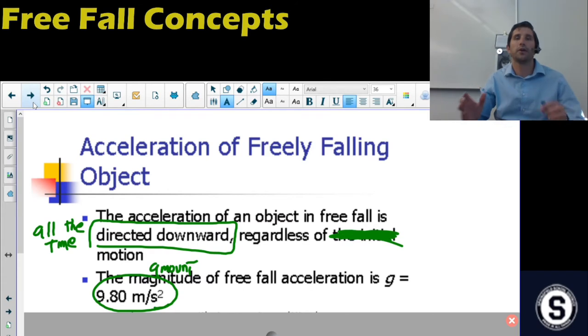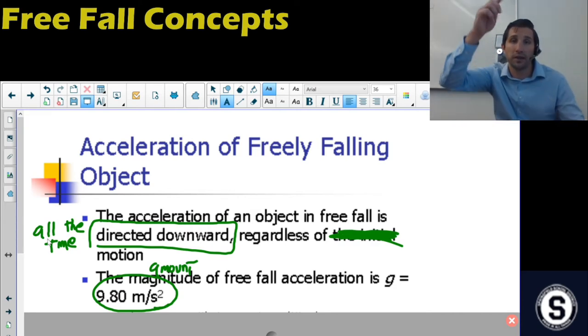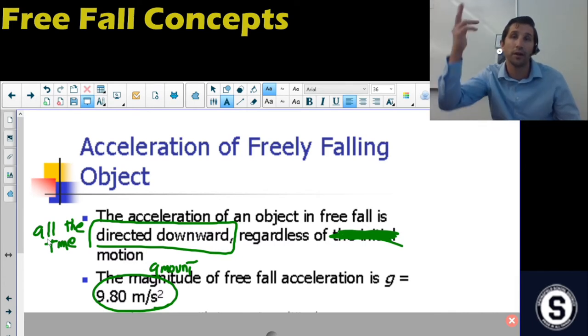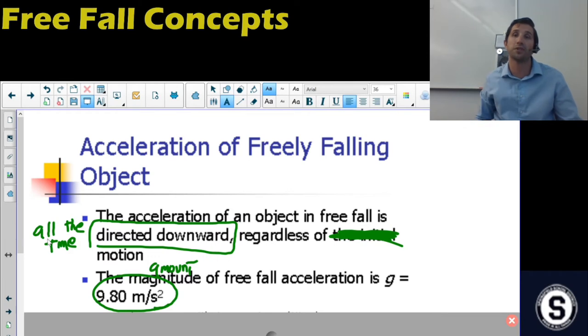Okay, next. If an object's in free fall, then the acceleration of the object is directed downwards, all the time. If it's in free fall, its acceleration is going to be in the downwards direction. Why? Because gravity is acting on it, and gravity is a downwards force. It causes a downwards acceleration. Don't get into the habit of saying, well, what if I throw it up in the air? It's still in free fall. Gravity's still the only force acting on it. The acceleration of that object is downward.